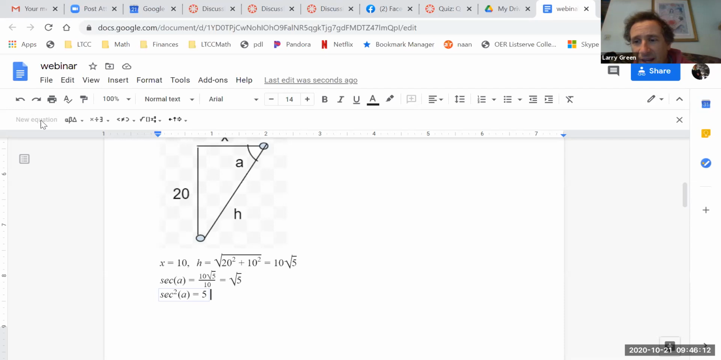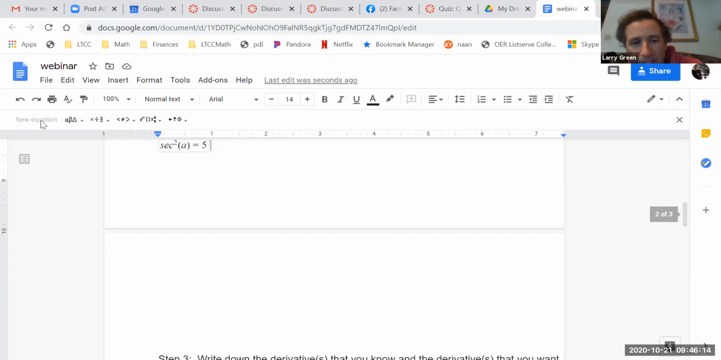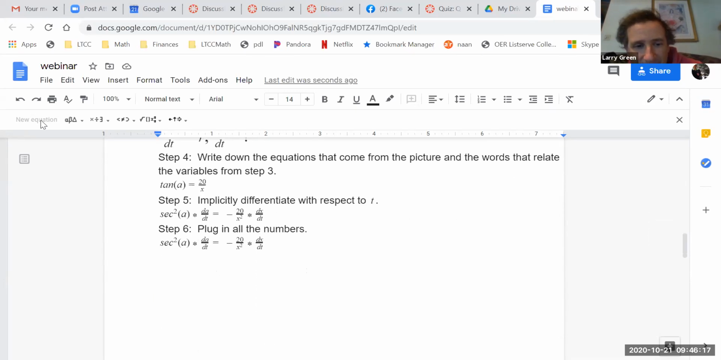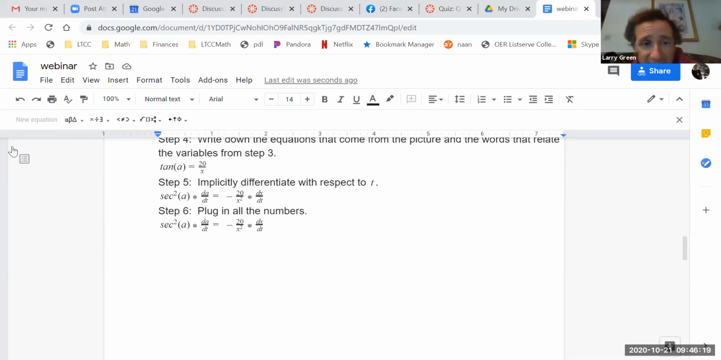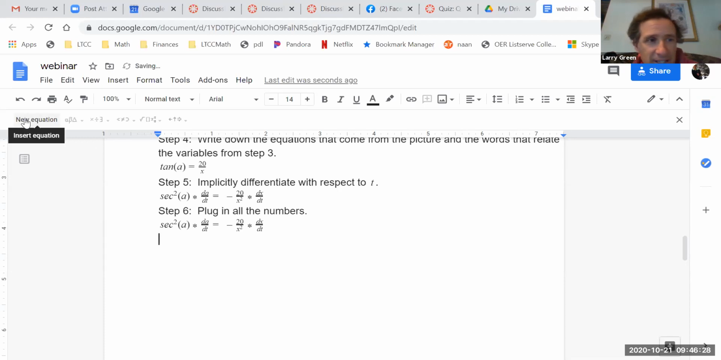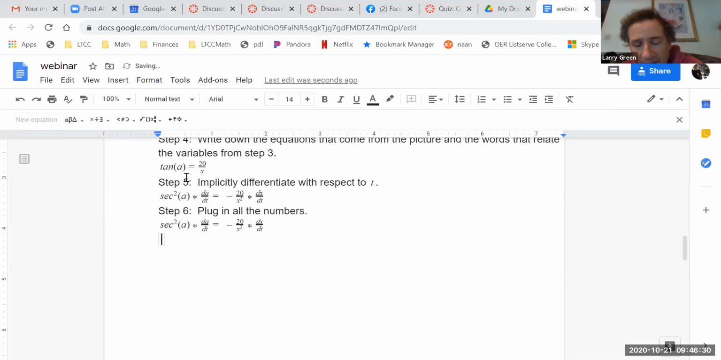Any questions on that? Okay. So we now know secant squared. We don't know dA dt. That's the whole point, right? So let's write down what we know. I'm going to go back to this equation and plug in what we know. Let me copy and paste it and then plug in what we know. Is always better. So secant squared of A is 5.